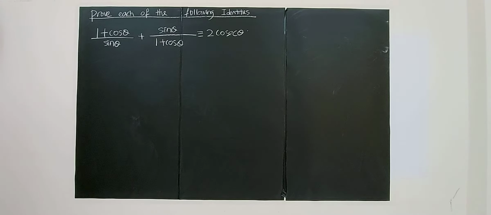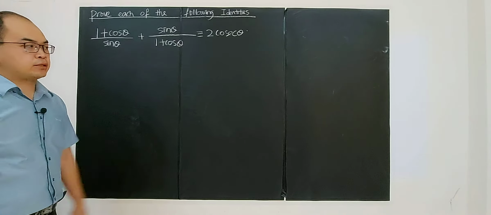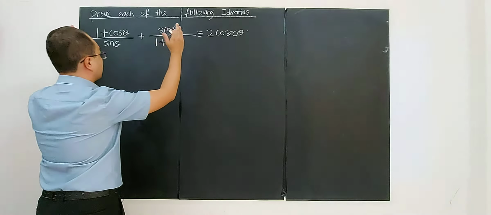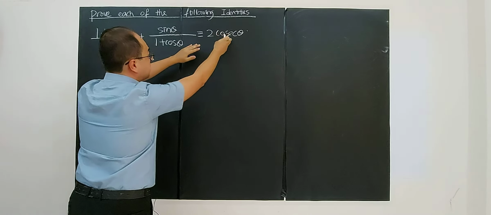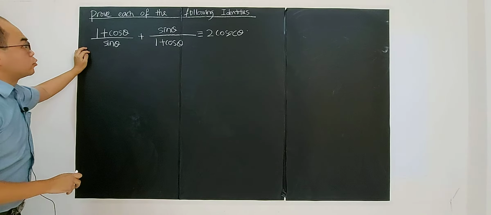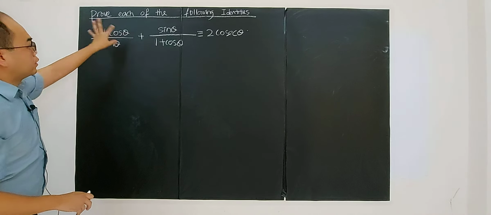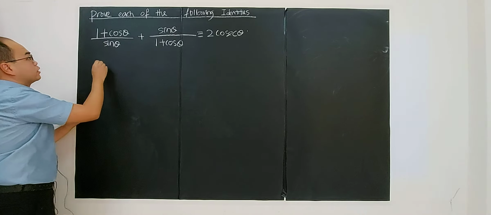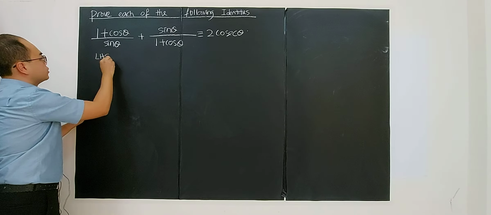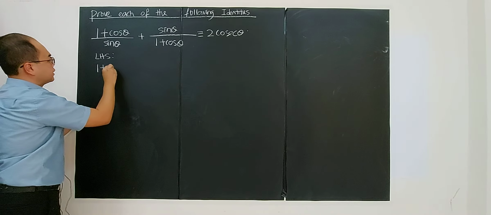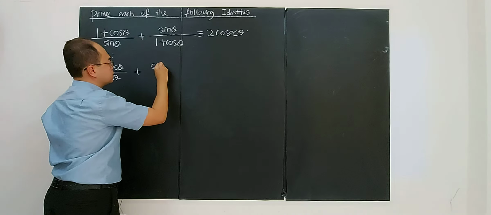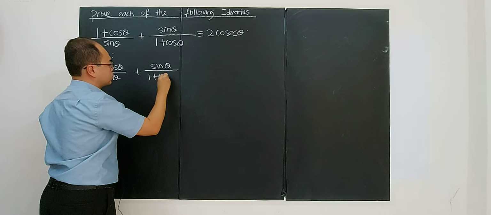Alright, let's look at this identity. Let's prove this identity by using the Pythagorean identity, the basic identity. From this one, you have reached this one. This is a more simplified form compared to this. So we try to simplify this one such that we get that. On the left hand side, you will have 1 plus cosine theta over sine theta plus sine theta over 1 plus cosine theta.